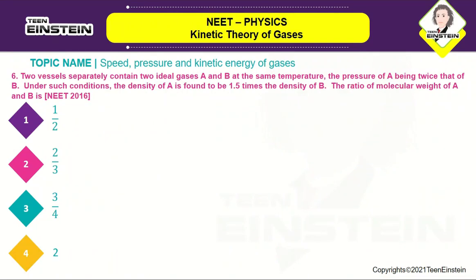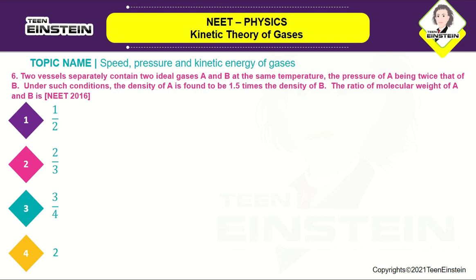Two vessels separately contain two ideal gases A and B at the same temperature. The pressure of A being twice that of B, under such conditions, the density of A is found to be 1.5 times the density of B. The ratio of molecular weight of A and B is?